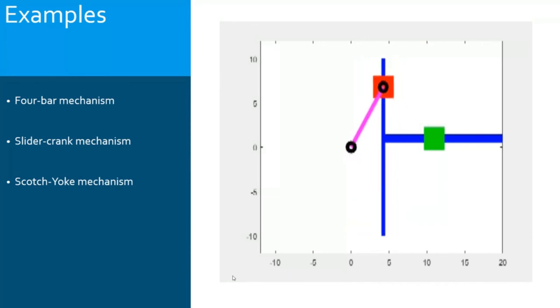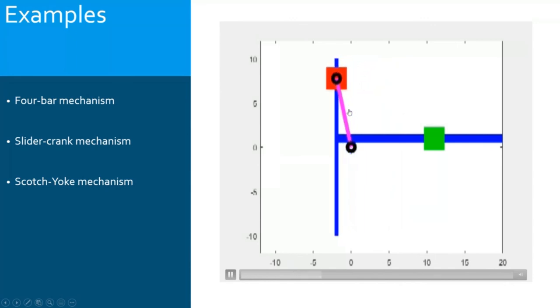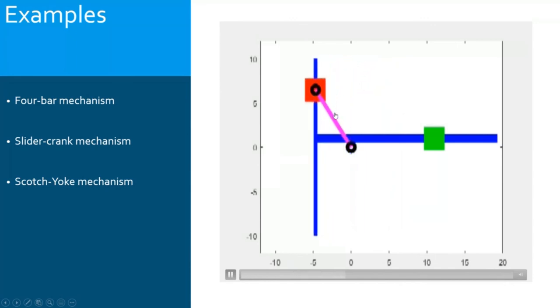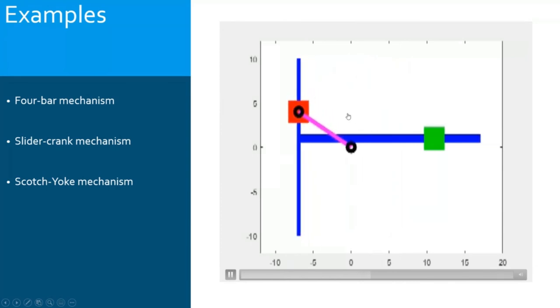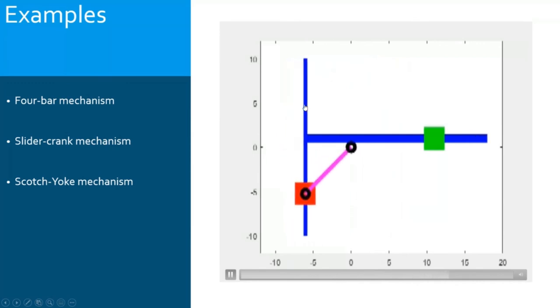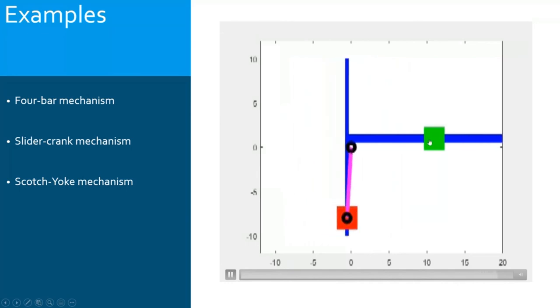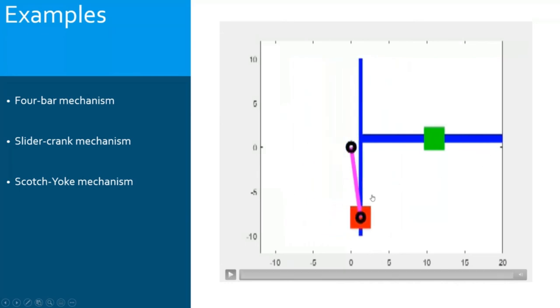Here we have the magenta link, the pink link, which is rotating about the ground. We have the red box here translating relative to the T-shaped body, which is translating horizontally. The Scotch yoke mechanism transforms a crank motion into a reciprocating translating motion.